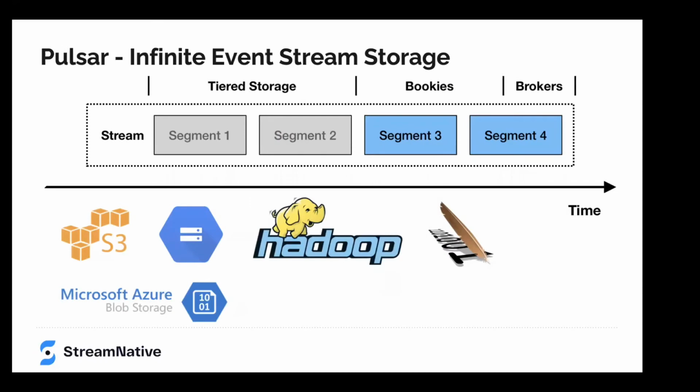With this architecture and these APIs available, we can now abstract the whole event stream in Pulsar. As this graph shows, we have infinite event stream storage. For very old data segments, we can store them in tiered storage systems, here S3, GCS, and Hadoop. For the most recent data, we have it available in the brokers. And for any data in between, we have it in bookies.